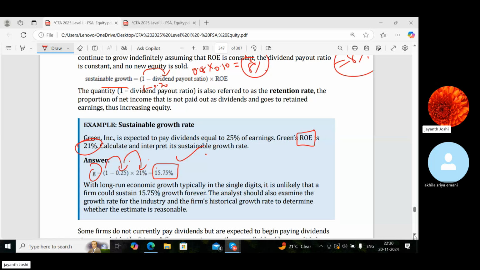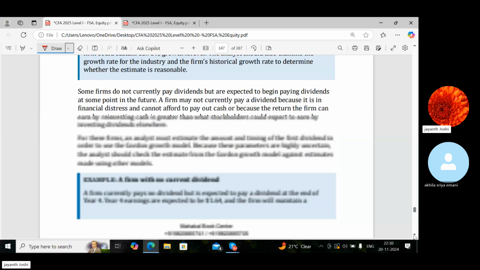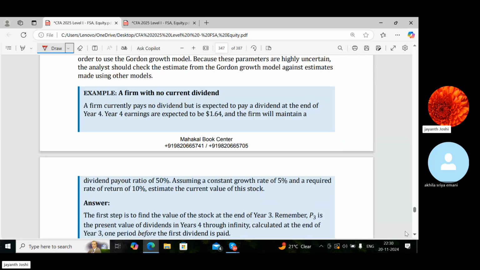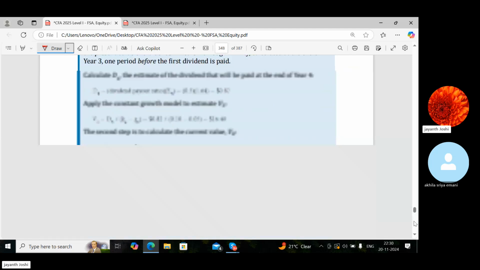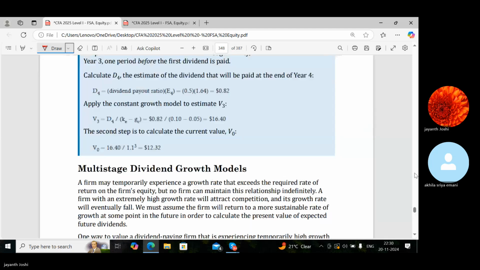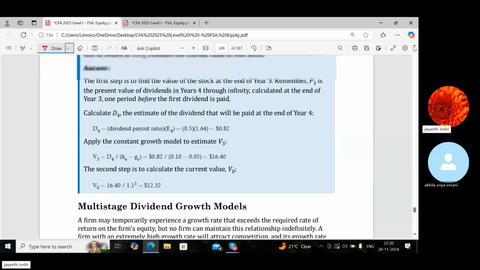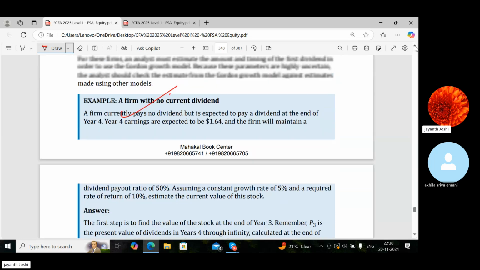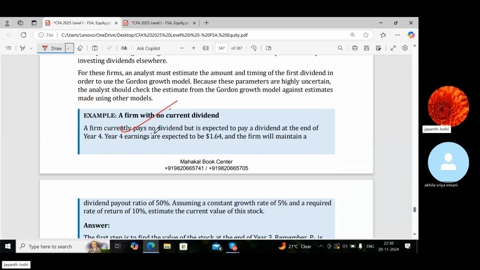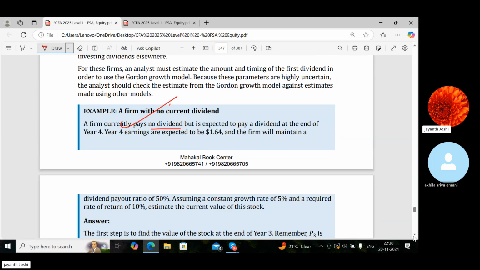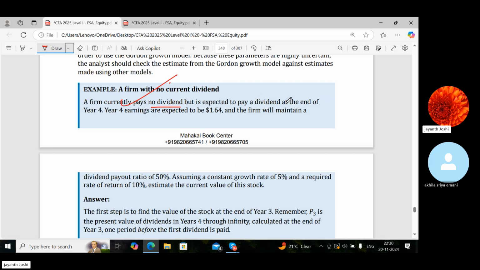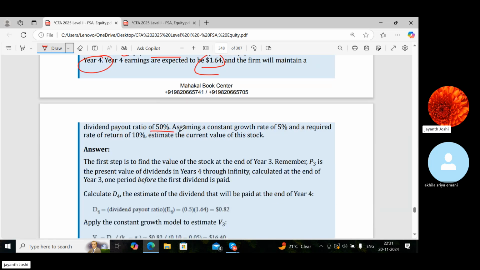So we will continue from here. We'll do this question and stop. A firm currently pays no dividend at all, but is expected to pay a dividend at the end of year 4. Year 4 earnings are expected to be 1.64 and the firm will maintain a dividend payout ratio of 50%. So we will first go to the end of year 4.